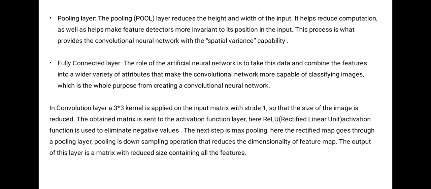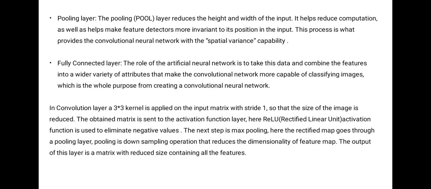Next is the pooling layer. The pooling layer reduces the height and width of the images, helps to reduce the computation, and also makes the feature detector more invariant to its position in the input. This process is what provides the convolutional neural network with the spatial variance capability.